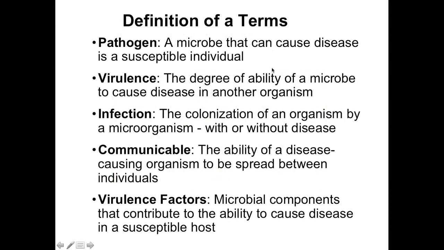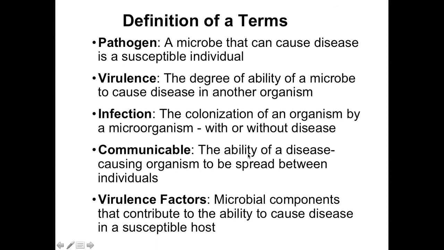Definitions of terms. So pathogen, this is a microbe that can cause disease in a susceptible individual. Virulence, this is the degree of the ability of a microbe to cause disease in another organism. So the more virulence you have, the more effective you are as a pathogen. Infection, colonization of an organism by a microorganism, with or without disease. So I am infected with my normal microbiota. Doesn't necessarily cause disease, but they are setting up shop inside of me. A disease is when it actually causes harm to the host and starts breaking down tissues.